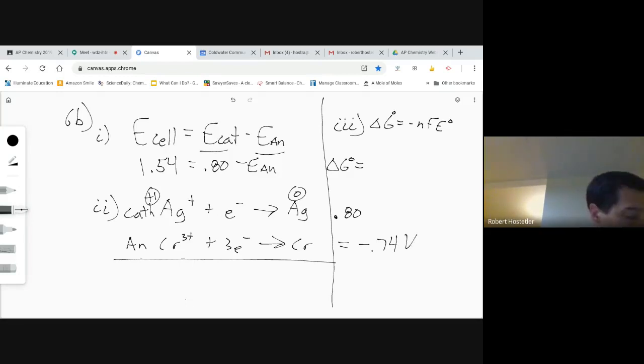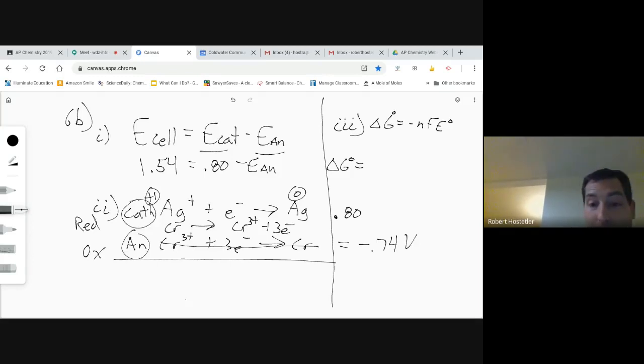They want us to write the balanced net ionic equation for the overall, and now that we know which one gets reduced, remember the cathode gets reduced, an ox, red cat, we need to reverse the anode. So we're going to switch the anode around, because right now it's written as a reduction. It needs to be written as an oxidation, because you got to have one oxidation and one reduction in a redox reaction.